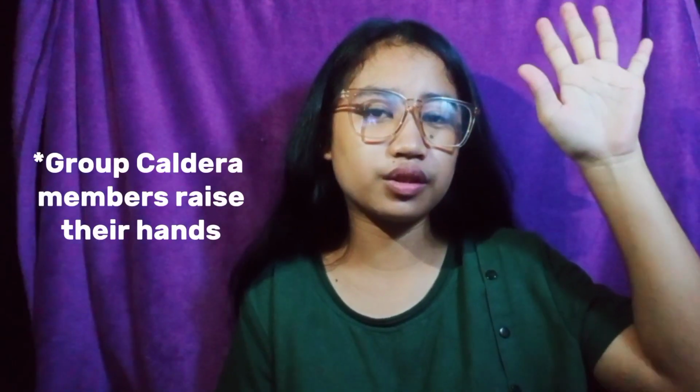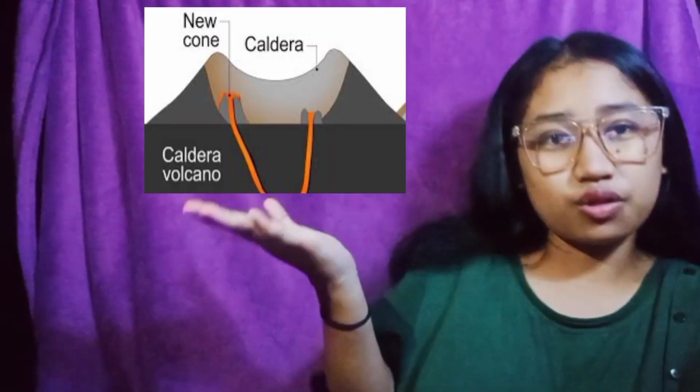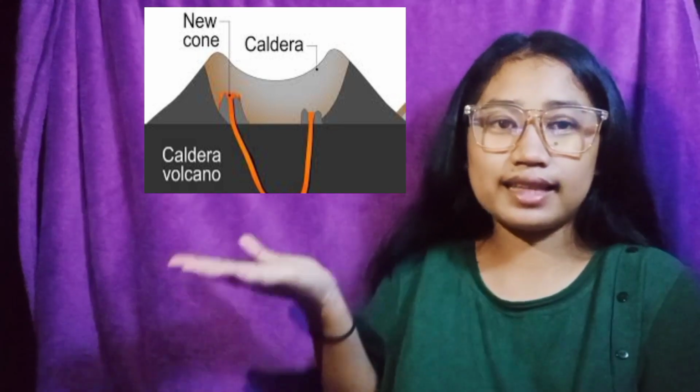Lastly, for our group of caldera, the members of the group of caldera, raise your hands. Okay. Caldera volcanoes are large depressions formed when a volcano erupts and collapses. It means there's a big slope because it collapses. Like this picture. Like that. There you go. You know the description of every volcano.